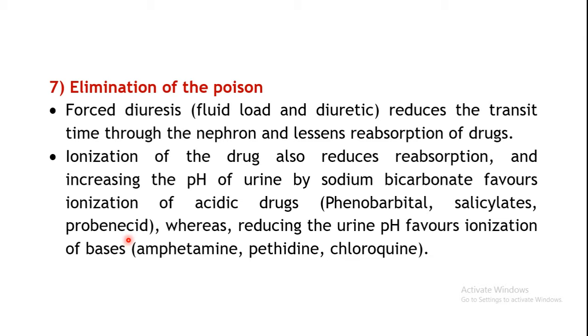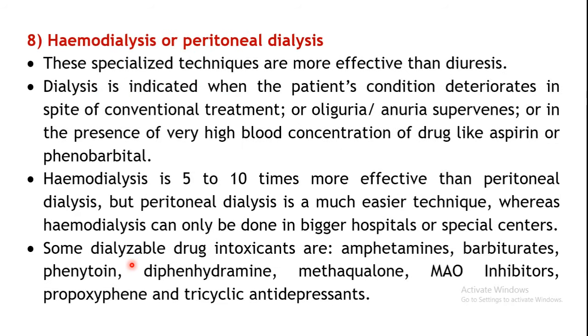Whereas you can reduce the pH of the urine towards the acidic range in case your drug or that particular poison is basic in nature, like for example amphetamines, pethidine, chloroquine. So what will happen? When this basic substance encounters an acidic pH, it will remain more in the ionized form and it will get excreted out through the urine. So changing the pH of the urine also may hasten the elimination of your drug or the poison.